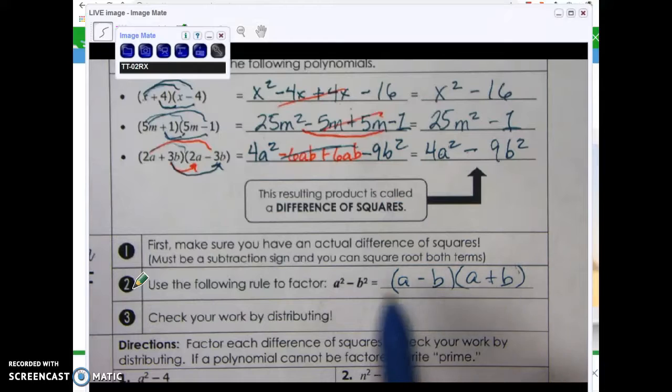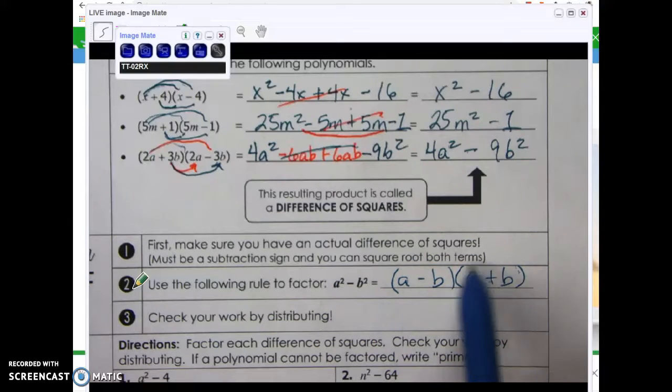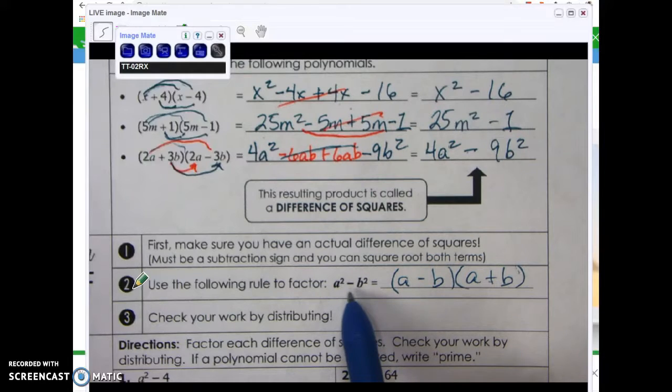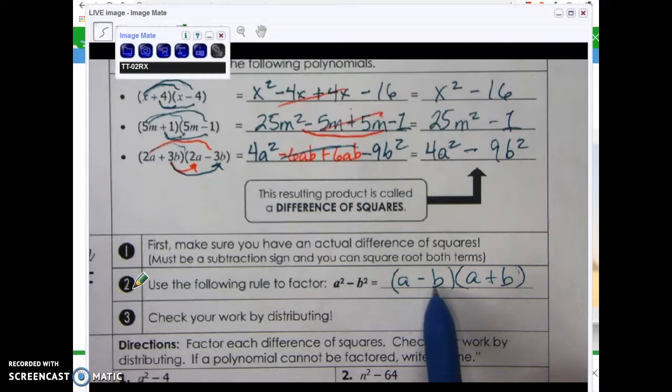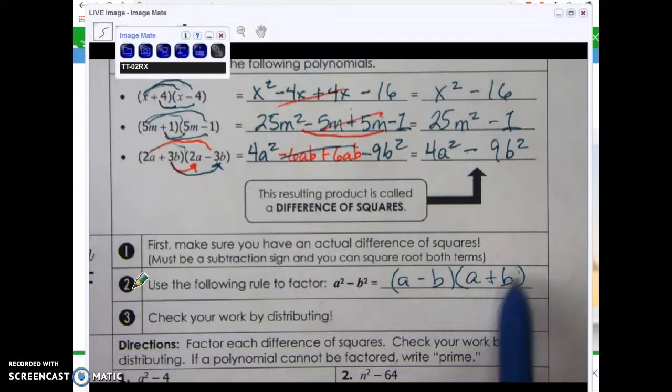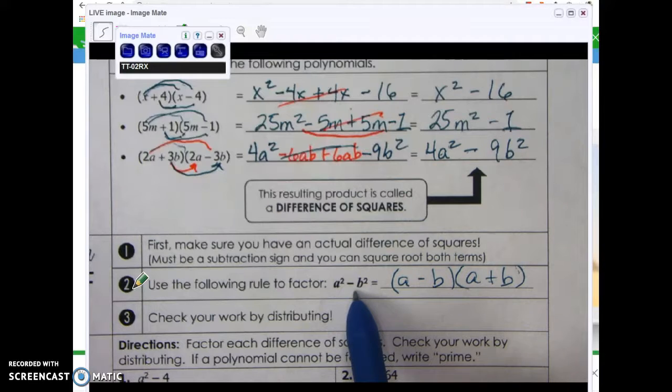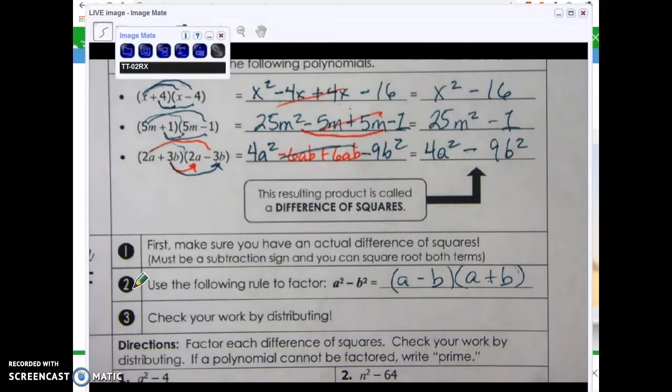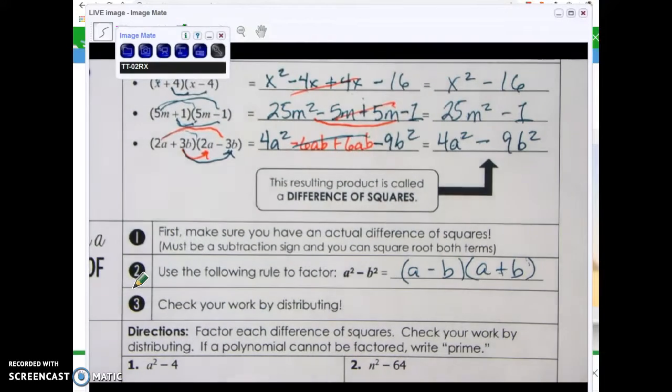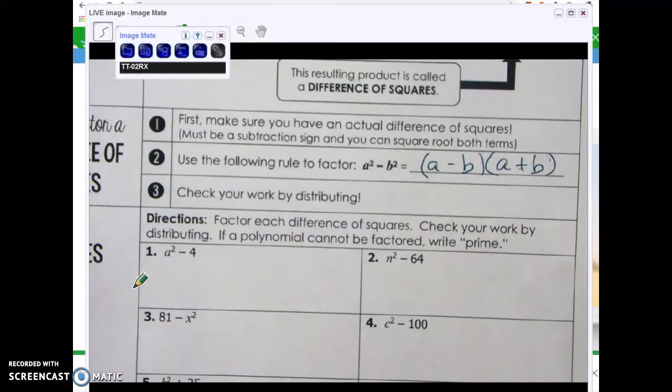A times a is a squared. A times positive b is ab. Then negative b times a is negative ab. Negative b times positive b is negative b squared. Those two middle terms will subtract out. Okay. Now let's take a look at some examples.